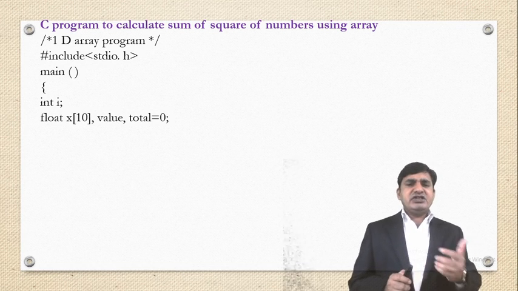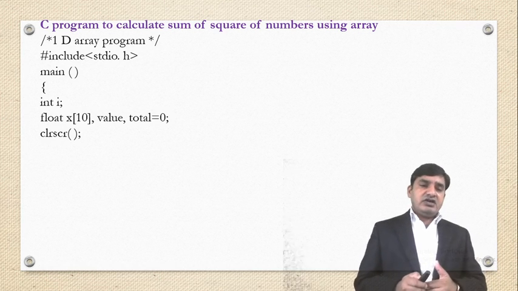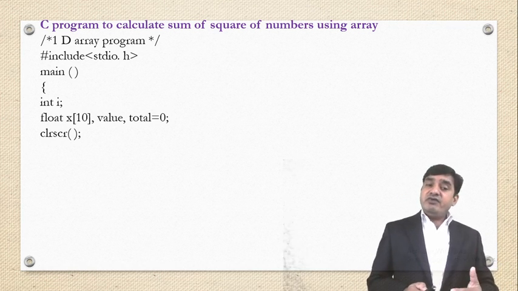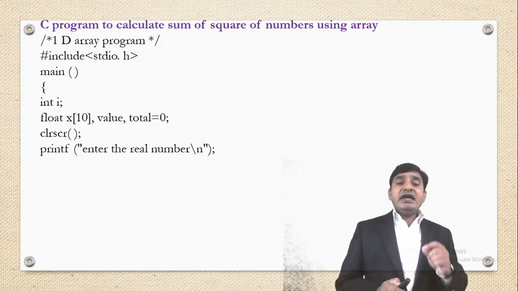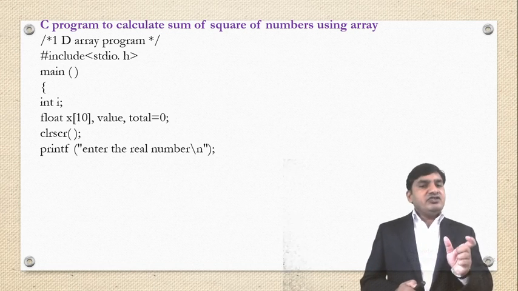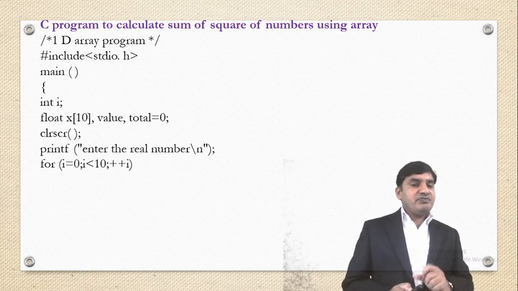This is where we consider total is equal to 0. Now clear screen. Clear screen is used to clear the previous output. Now printf, enter the real number, \n. This message is displayed on the screen by using the output function printf.